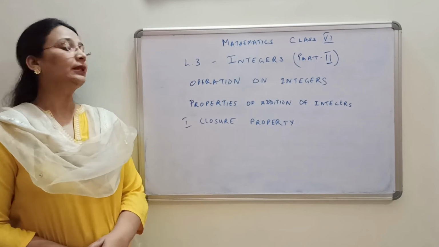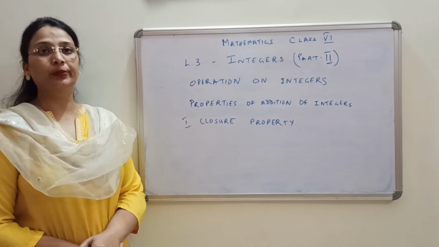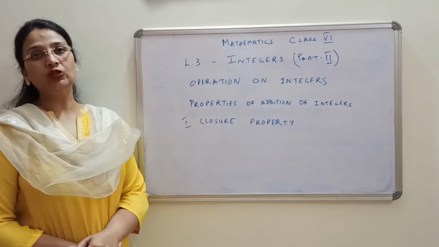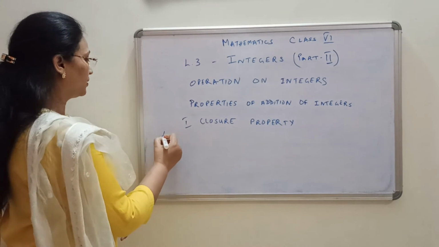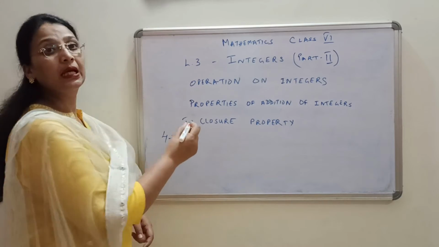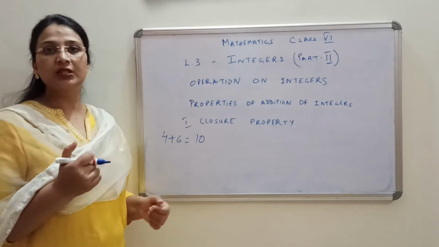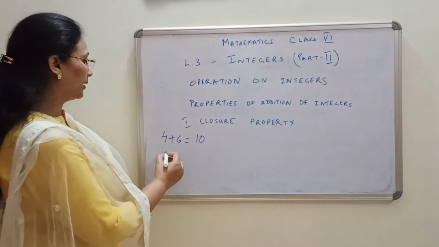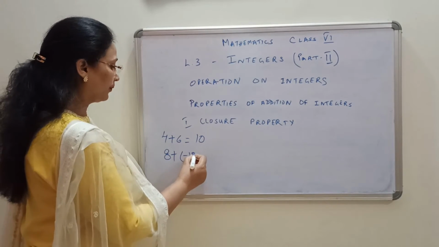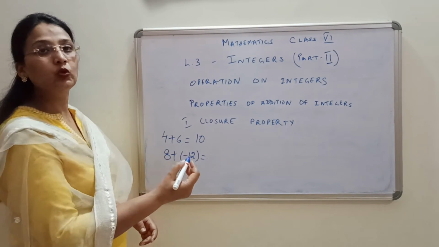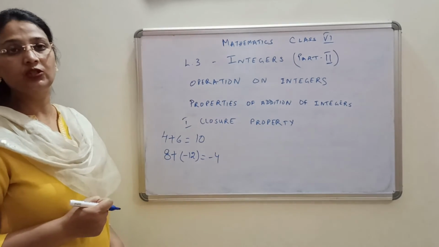Come to the next topic, properties of addition of integers. The first one is the closure property. The sum of two integers is always an integer. Just take one example: 4 + 6 = 10, which is a positive integer. Or you can take another example: 8 + (-12) = -4, which is a negative integer.